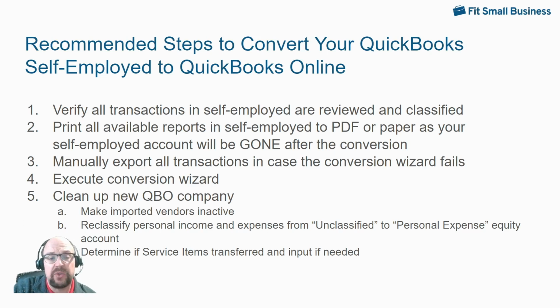Then we're going to execute this conversion wizard, and then finally we'll go into QuickBooks Online and do a few things to clean up. So we're going to inactivate those vendors that we know that we don't want, that they've created from our descriptions. We're going to reclassify our personal income and expenses to equity accounts, and then we'll look and see if our service items have transferred, and if not, we're going to have to input those. So that's the process we're going to go through. So let's get started.